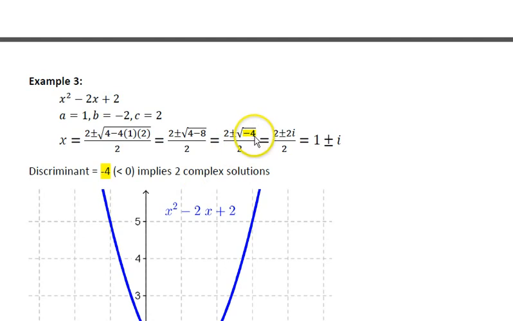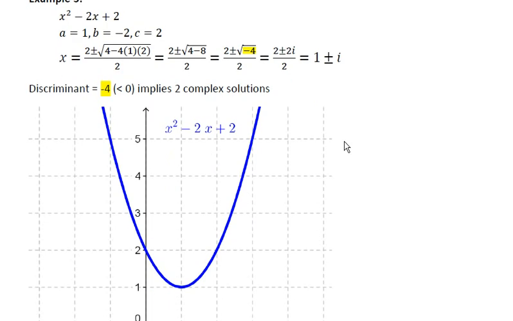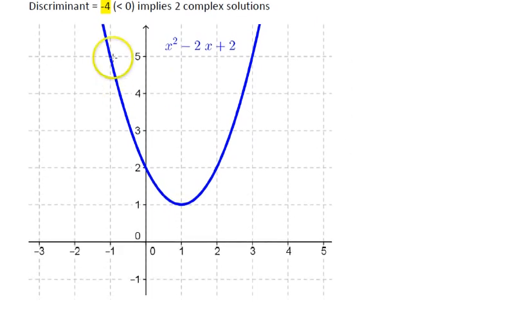Simplifying here, the square root of negative 4 becomes 2i. There's a cancel triangle, so the 2's cancel all the way. We get 1 plus or minus i. Those are conjugates of each other. And this parabola for this quadratic, as you can see, does not cross the real axis at all, indicating that there are no real number solutions.